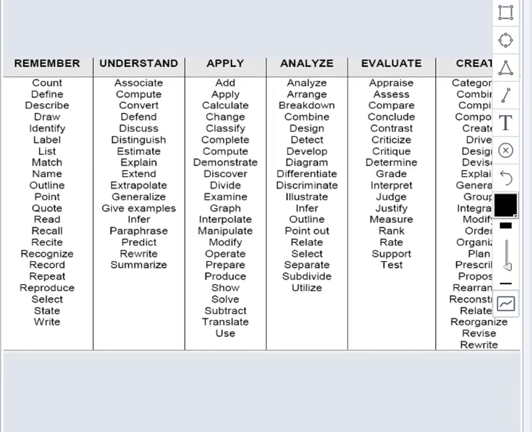And then you have this resource as well that provides you with lots of action verbs that are measurable, and they are categorized by levels of Bloom's taxonomy.